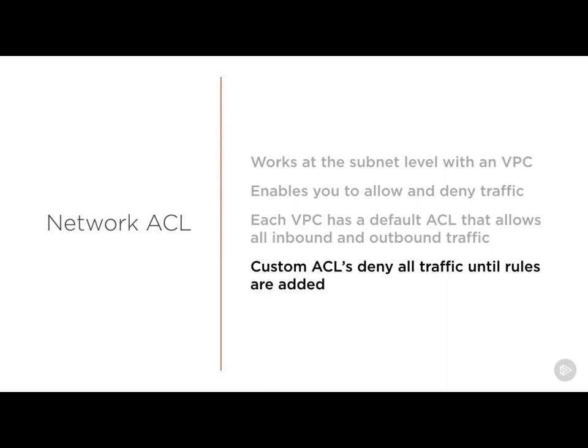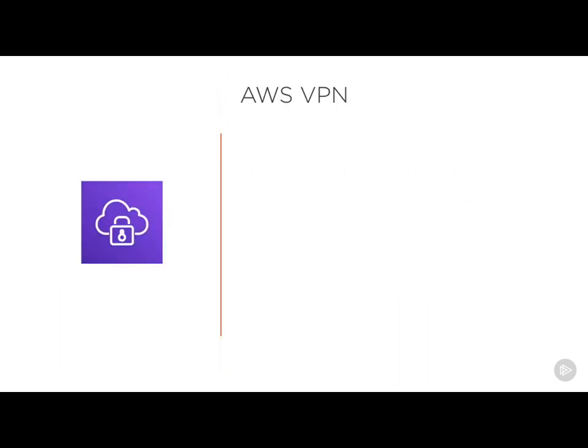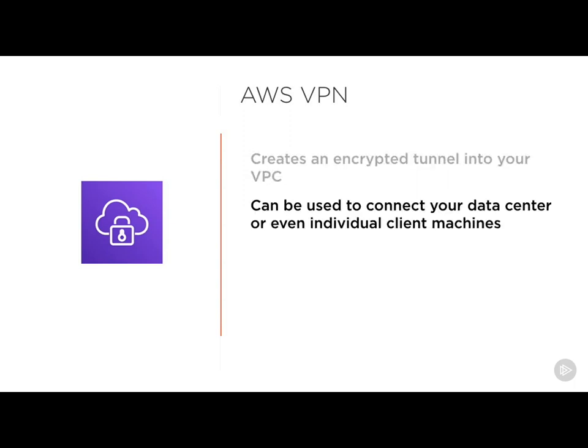Now let's talk next about a different approach, and that is utilizing AWS VPN. And what this does is this enables you to create an encrypted tunnel into your VPC. So you might not even want to make your VPC available to the public internet, but you still want to have a way to get access to manage the servers that are within that VPC. So you can use this to either connect your data center, or maybe you just want to connect a single machine to your VPC. And it supports both of these in 2 different services.